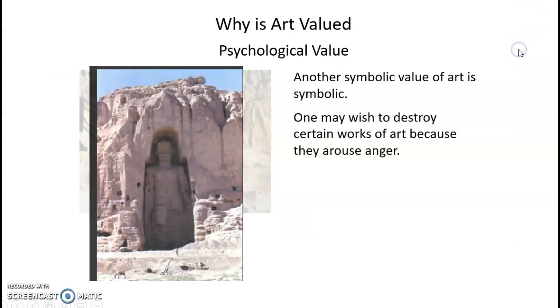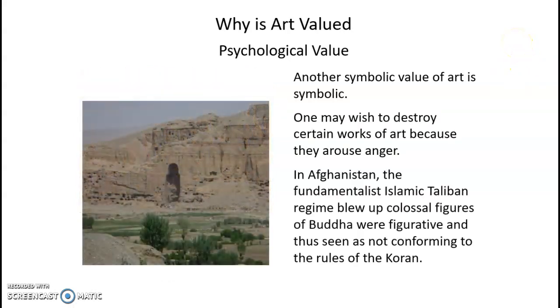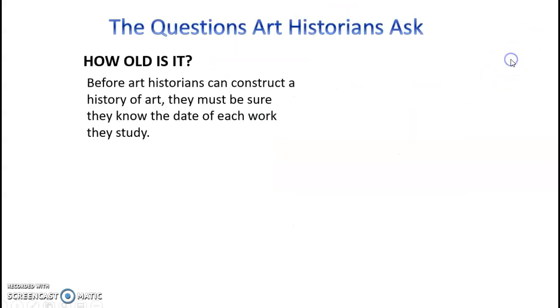Psychological value. I don't know if the Bamiyan Buddha was destroyed by the fundamentalist Islamic Taliban. This was, I believe, in the mid-90s. That was because they were in control of this area at the time, and they do not believe in any type of religious figures, as they were not conforming to the rules of the Quran. Also, it was meant to strike terror into the population of Afghanistan.